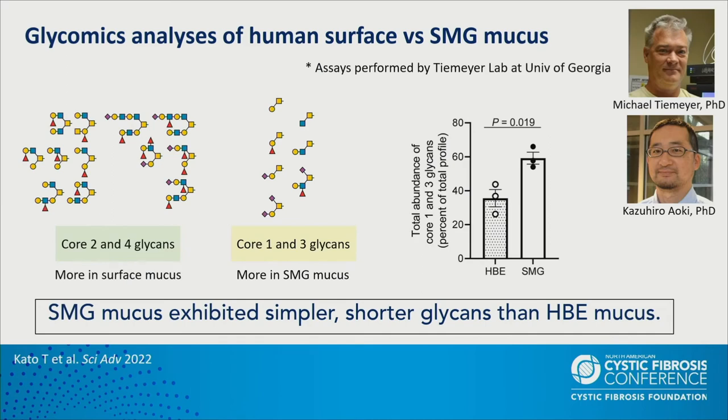And in collaboration with Dr. Tiemeyer's lab at the University of Georgia, we investigated the glycomic characteristics of surface and gland mucus. We collected HB and gland mucus from 3 matched non-smoker donors and observed the gland mucus consists of simpler and shorter glycans. In contrast, the HB mucus consists of more complicated glycans. One explanation is that the shorter glycans with fewer hydroxyls can capture fewer water molecules, and more hydrophobic interaction between mucin molecules may be one important factor for the gland mucus to form strand.